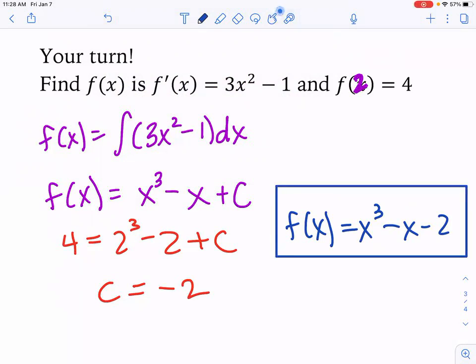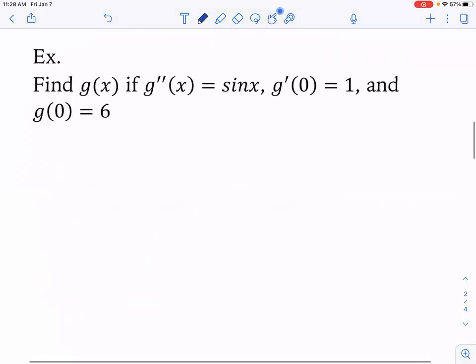One last question. Are you ready? What's different about this one? We start with the second derivative and we need to get back all the way to the function. Yep, one step at a time. We are going to have to go from second derivative to first derivative, and then we can go from first derivative to function. Notice how we have a condition for g prime and g.